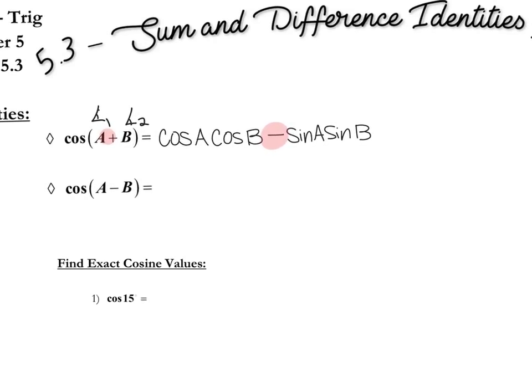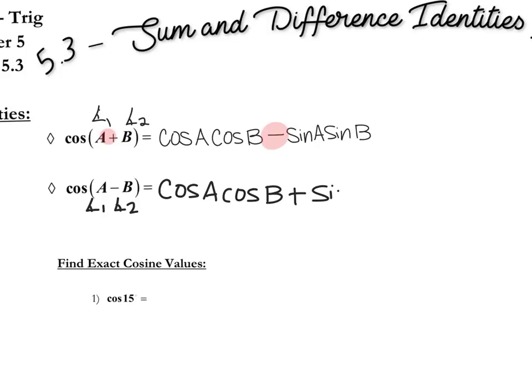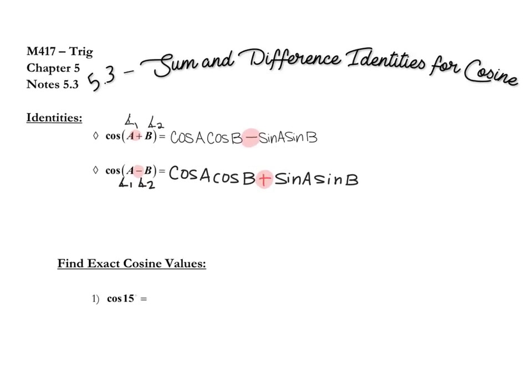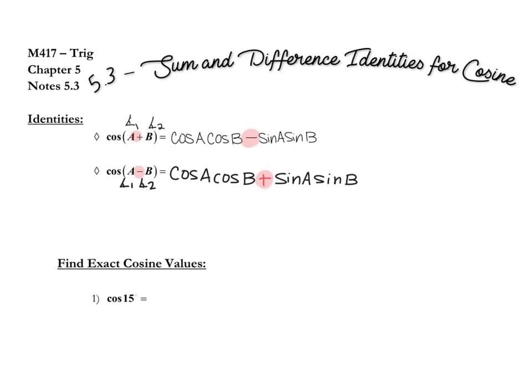So for the next one, we have cosine of A minus B. Again, these are two angles, angle 1 and angle 2. And just like you guessed, this is cosine of A, cosine of B, plus sine A, sine B. The biggest thing to remember is that this minus is a plus in the formula. That's the biggest thing you really need to remember. But guys, the good news is that it's just a formula, and I'm going to show you a bunch of different examples of how to use it.